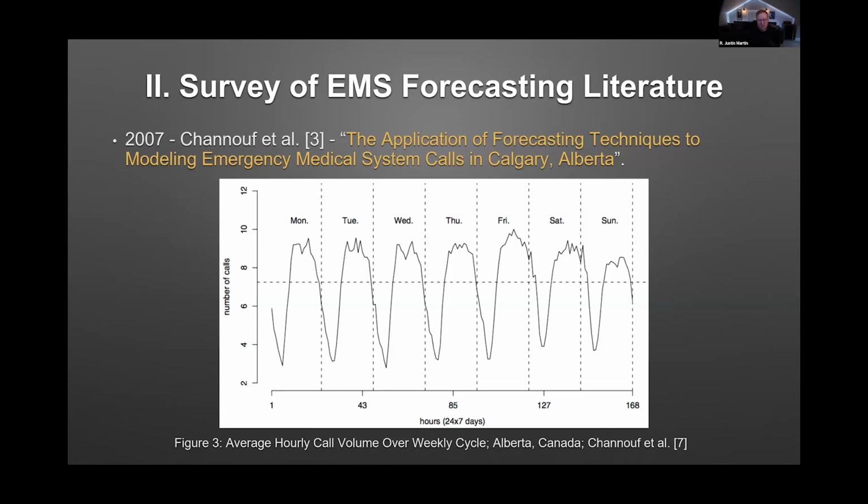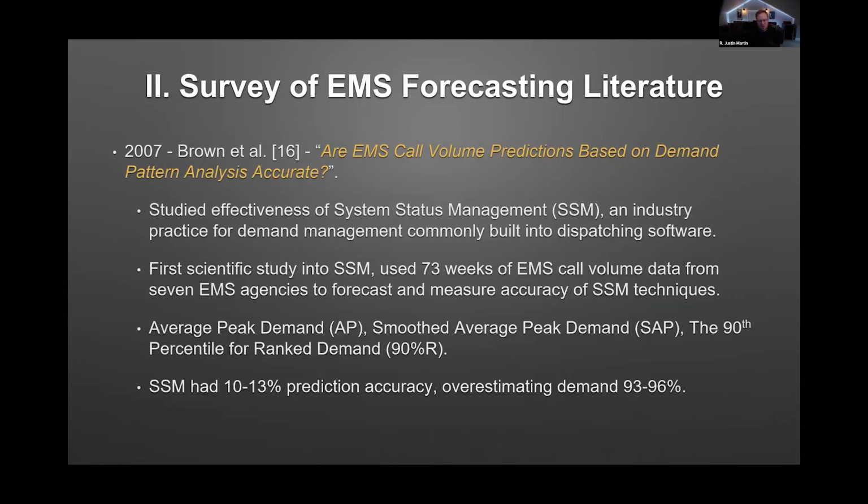But where the rubber hits the road is when we get down to spatial granularities. Another body of work that's really important to mention is, in 2007, Brown and group did an effectiveness study looking at a very popular industry practice called system status management, which anyone that works in EMS is very familiar with. It's been around for a very long time, and variations of this methodology are actively practiced by EMS agencies around the country in the United States as well as in Europe. They were the first to really study this practice, and they found that it overall performed pretty well.